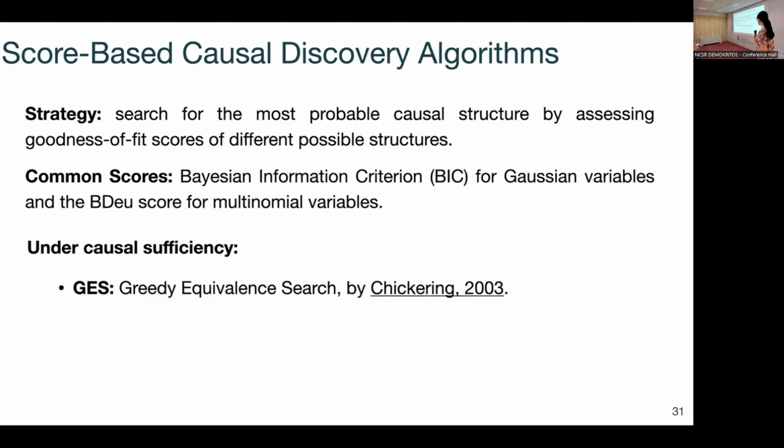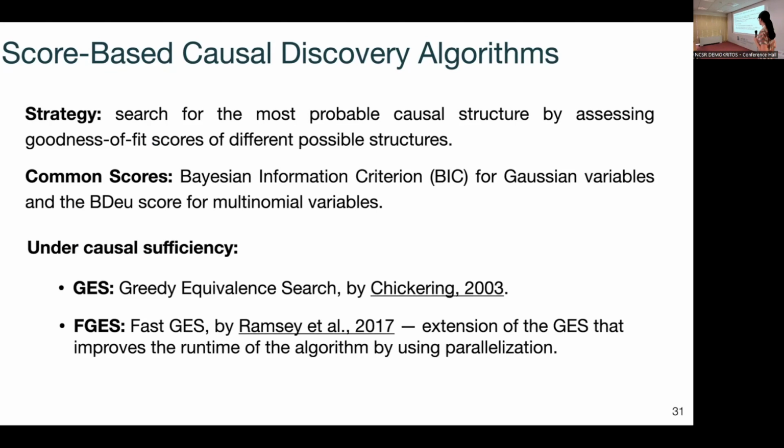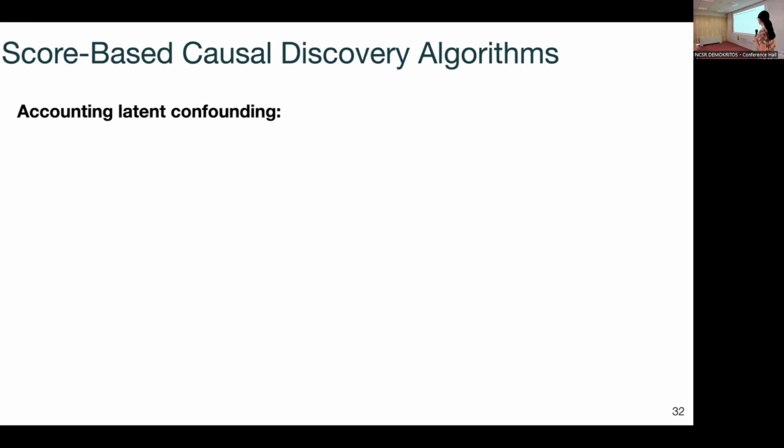But if you are under causal sufficiency, then you have this algorithm. This was in 2003, it is a classical algorithm. And there is an extension of this with a better runtime because it's using parallelization. So it's the fast GES, greedy equivalence search. So these are like the beginning of causal discovery. And now other algorithms have been developed to account for latent confounding.